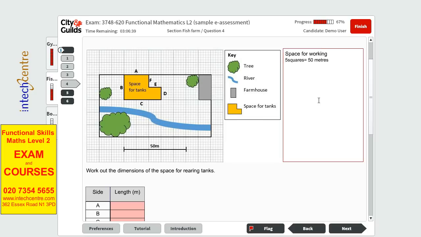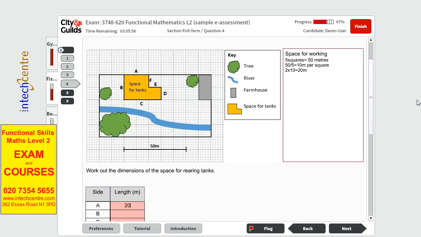Which is all good. Now we have to work out the dimensions of the space for rearing tanks. They're asking us to find out A. Now, knowing that 5 boxes, if you count 1, 2, 3, 4, 5, it's 50, you would assume that 50 divided by 5 will give you 10. So every one box will be 10 meters. So 50 divided by 5 equals 10 meters per square. And then A is 2 boxes, 2 times 10 is 20 meters. So here we'll have 20.